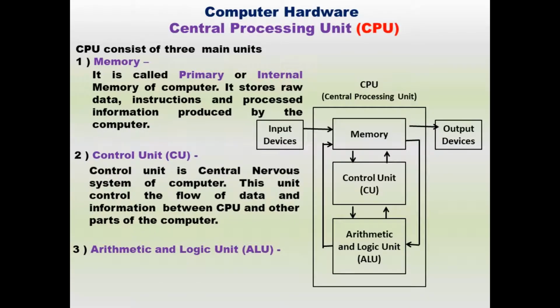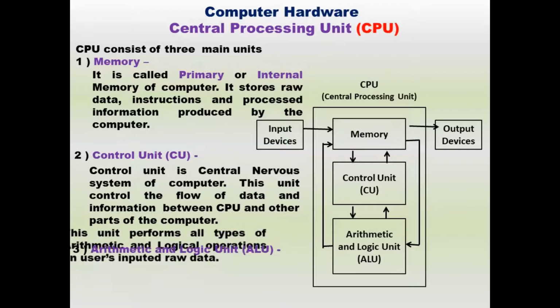CU, that is control unit, is the main unit of the CPU because it controls the flow of data and information between the CPU and other parts of the computer, and that's why it is also called the central nervous system of the computer, similar to the heart of our body.